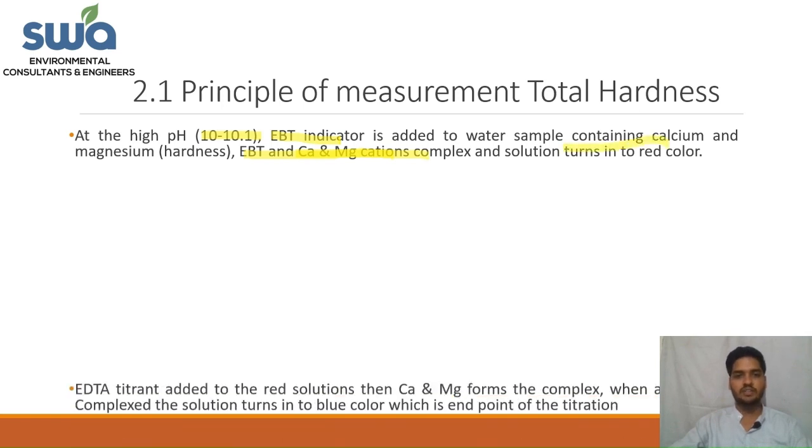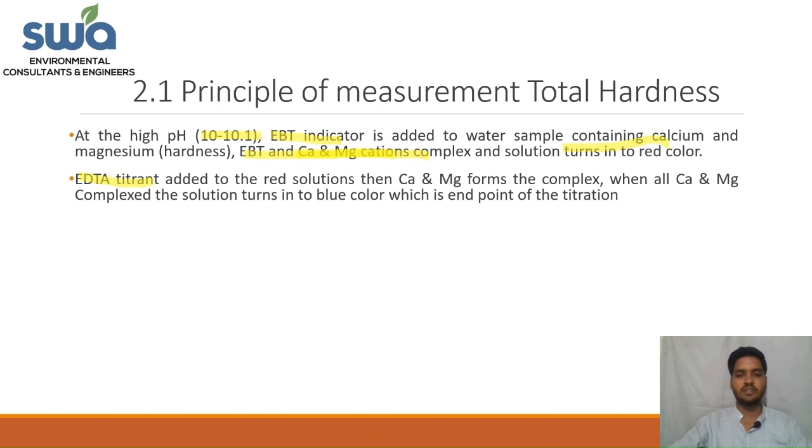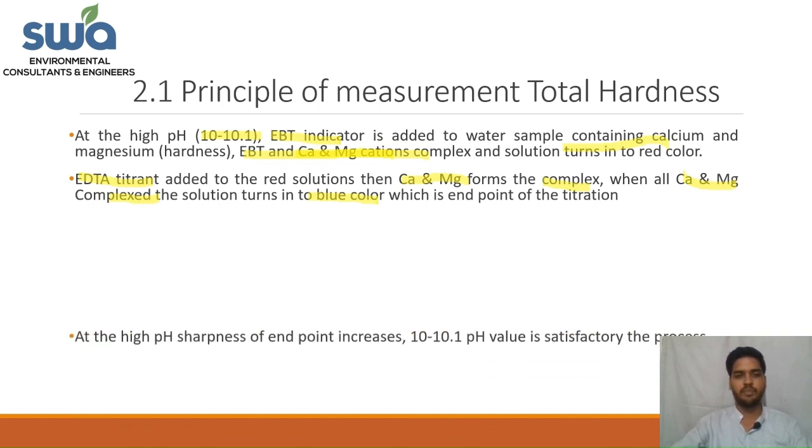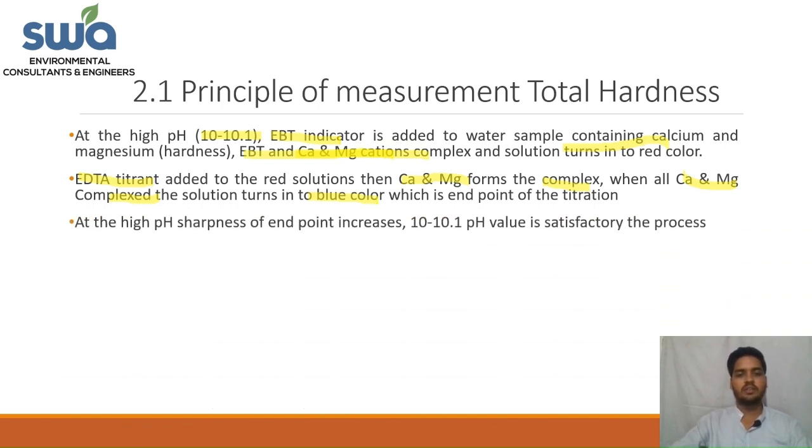In this red colored solution, EDTA is added as titrant. So this EDTA again reacts with the calcium and magnesium and forms the complex. When all the calcium and magnesium ions are complexed with EDTA, they are finished from the solution, then the color of the solution appears as blue color, which is the end point of titration. As the pH increases, the sharpness of endpoint increases, but the pH of 10 to 10.1 is satisfactory for this process. Let's understand this process with the chemical equation.